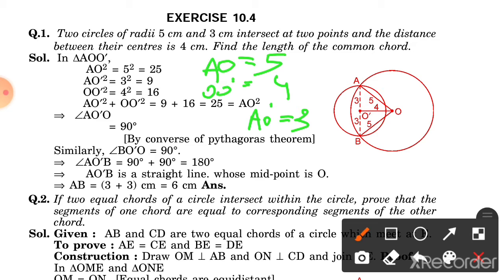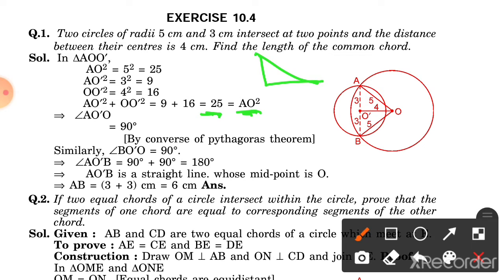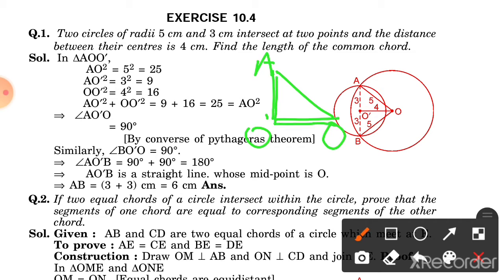Correct? So now the squares. 5 square is equal to 25, 4 square is equal to 16, and 3 square is equal to 9. You will definitely get this answer. Now add AO dash square and OO dash square. So we'll get 25. That means AO square. So it means this triangle follows the Pythagoras theorem. So we can say that this angle is 90 degree.